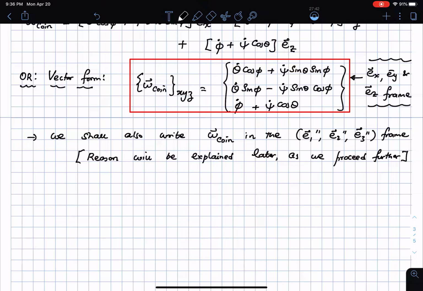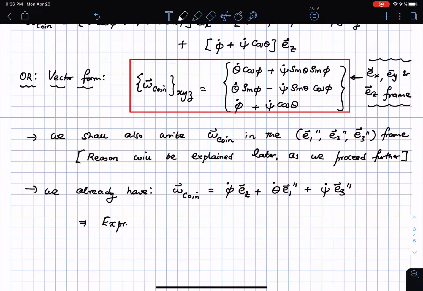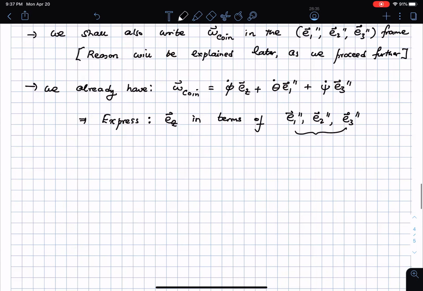Okay, this is not too bad. So we already have omega of the coin as phi dot Ez, theta dot E1 double prime, and psi dot E3 double prime. The only thing we need to do is express Ez in terms of E1 double prime, E2 double prime, E3 double prime. This is not too bad.